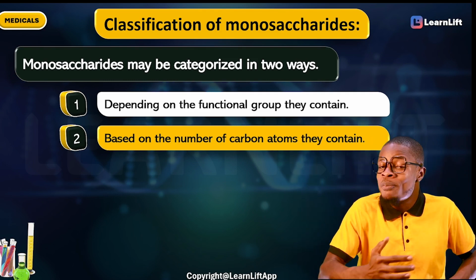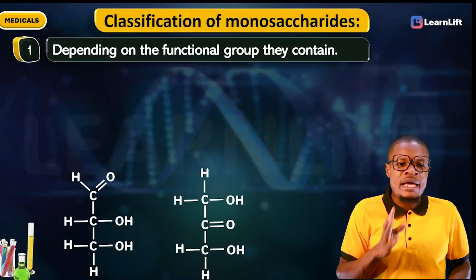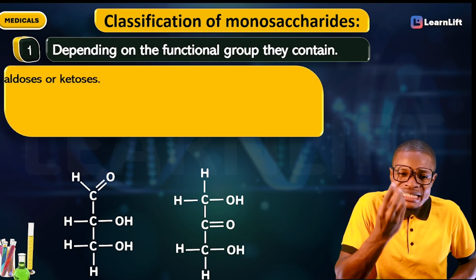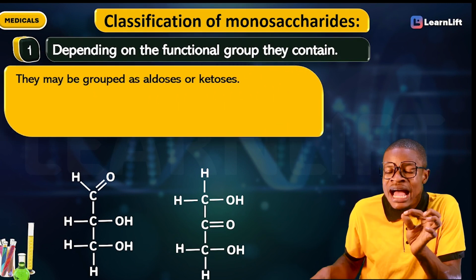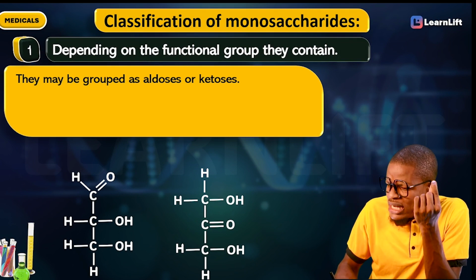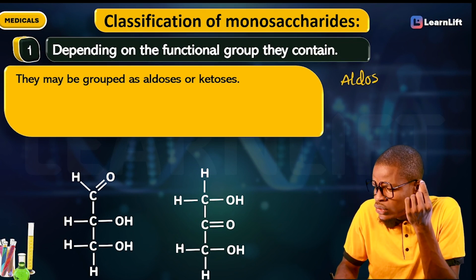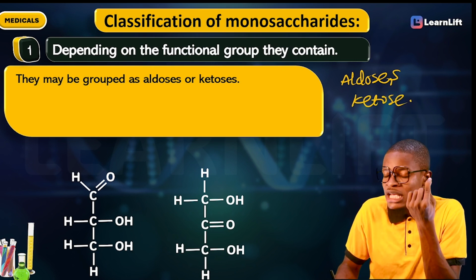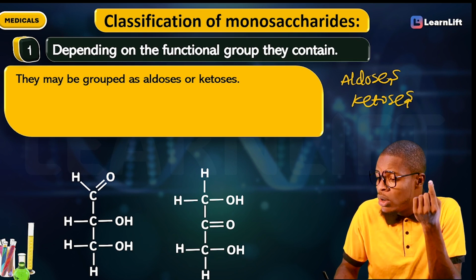Depending on the functional group that they contain, how do we classify them? Now, follow me very quickly. You should know this: we classify them into two groups. Either they are aldose or ketose. Now, you should know that there's what is called your aldose, or your ketose. If you add S to aldose, it becomes aldoses, and with ketose it becomes ketoses.